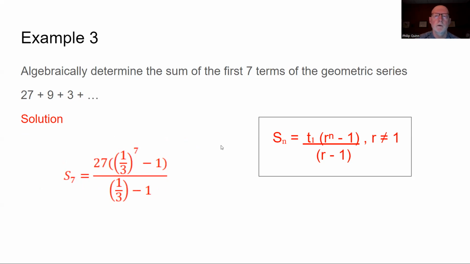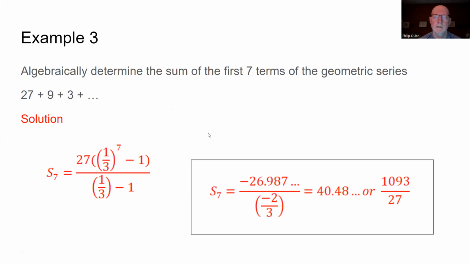Let's substitute in what we know. First term's 27, right there. Common ratio was 1/3. We calculated that to an exponent of n, and n is 7. So 1/3 to the 7th minus 1, all divided by 1/3 minus 1. Okay, so find out the values we know, put them into the formula, calculate the top, calculate the bottom, and then divide.